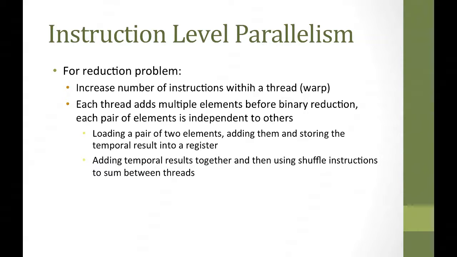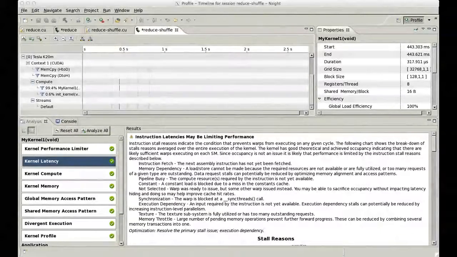So we can use the register here because it's only one thread. For this one thread, we don't have to share this result with other threads. This is only for one thread, so we can use the register instead of shared memory. And after we store some temporal results into the register, we sum them up, and then we use the shuffle instruction to sum them between threads.